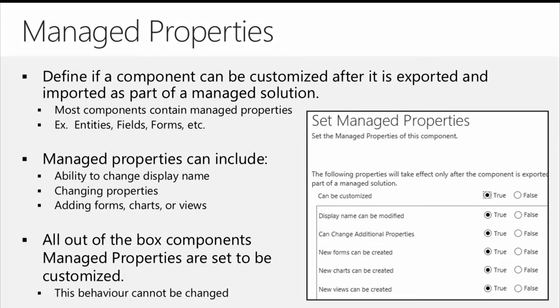Now, a couple things to remember is out-of-the-box components, things like account, contact, opportunity. All of those have their managed properties set to be customized, and that can't be changed. So when you create a custom entity, you can go in and modify and set the managed properties however you want. But for out-of-the-box functionality, that's already been predefined, and you can't go in and change that.